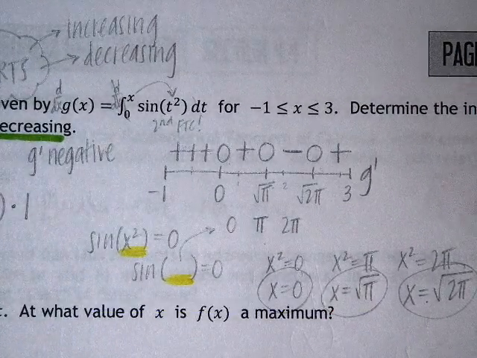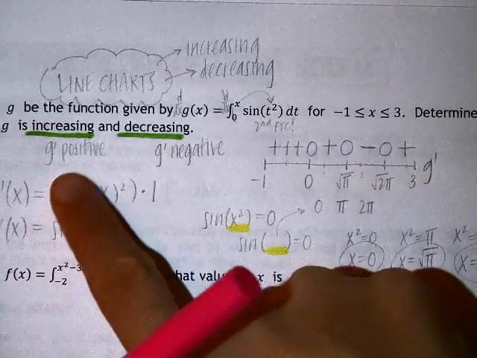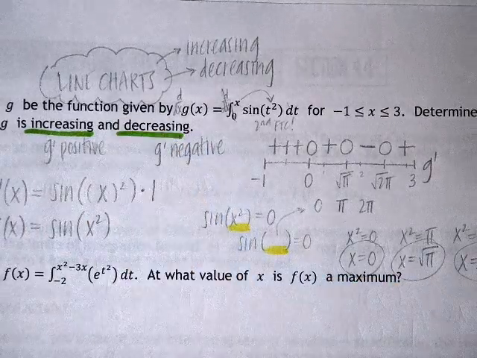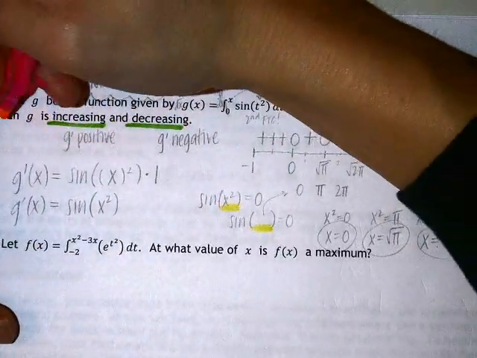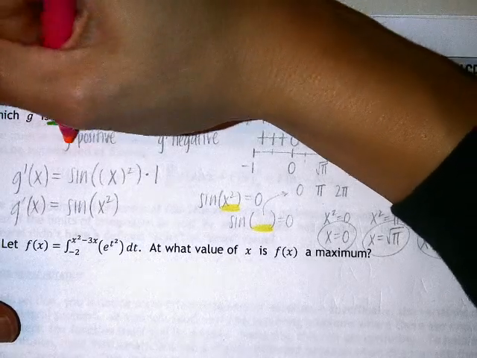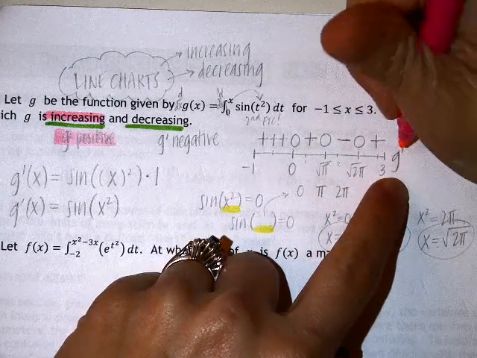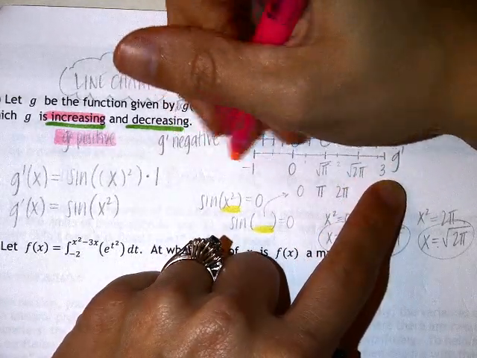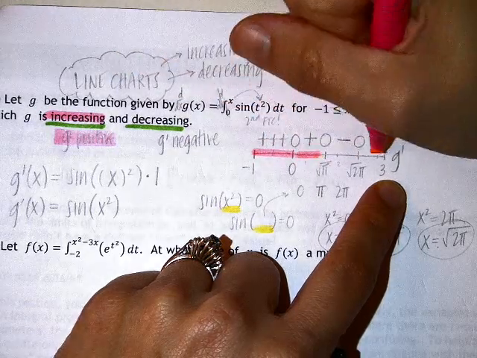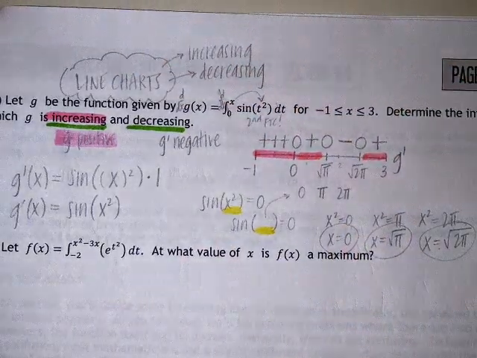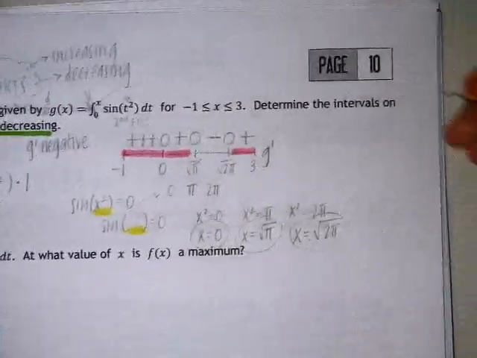Nevertheless, here we finally have enough information. So remember how we wanted to talk about the intervals at which g is increasing and decreasing? Now we can tell. Now we can finally tie it together. g is going to be increasing wherever g prime is positive. So if I look at my line chart, here's g prime on my line chart. It is positive in this section, again in this section, and in this section. So it appears that there are 3 intervals in which g is increasing.